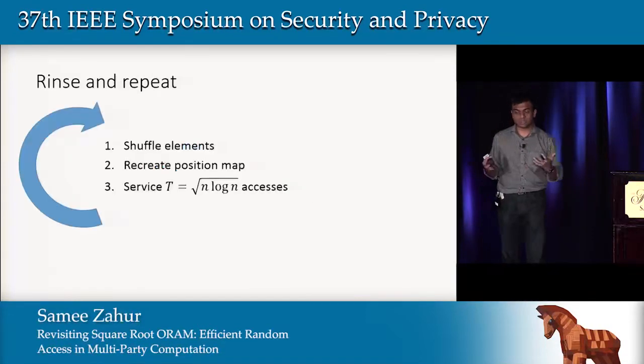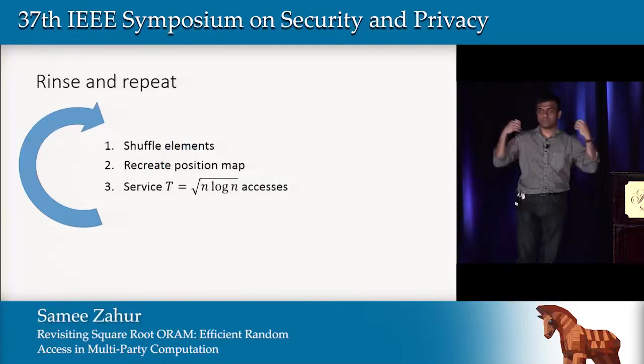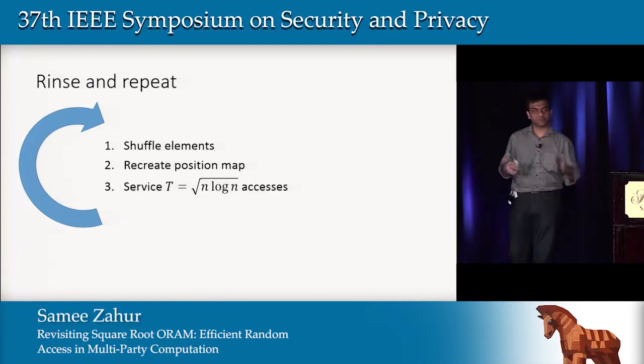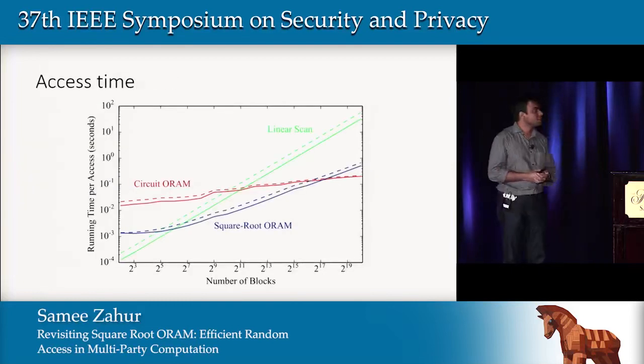So yeah, the whole process looks like this. Our ORAM, you start with shuffling, you produce a position map, you make T some number of accesses, you go back, shuffle again, make position map, you do some number of accesses, and so on and so forth. For each shuffle, you do square root n log n accesses, so you pay an average cost of square root n log n per access. That's the amortized cost.